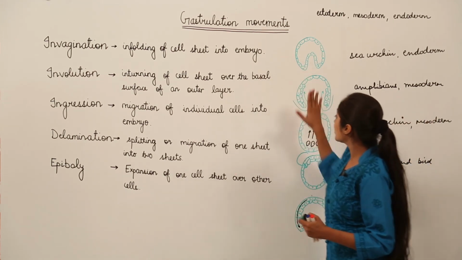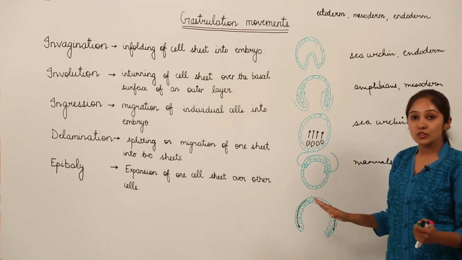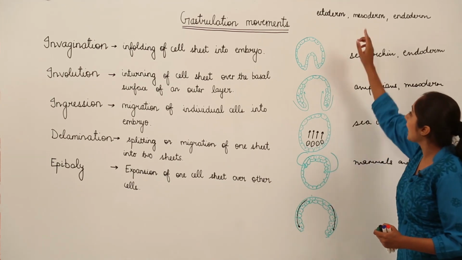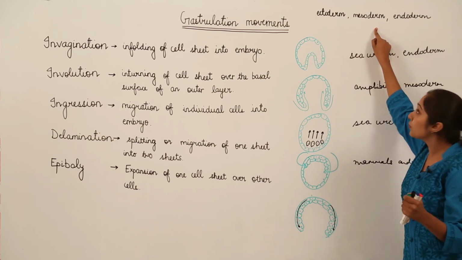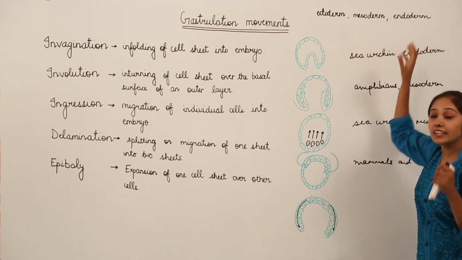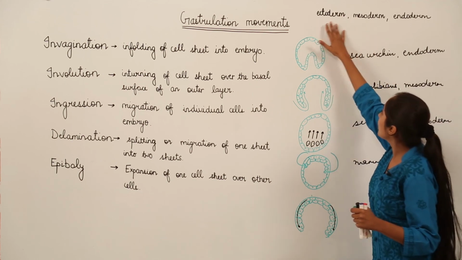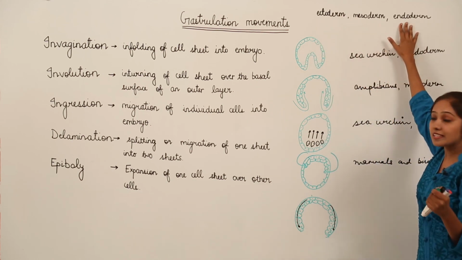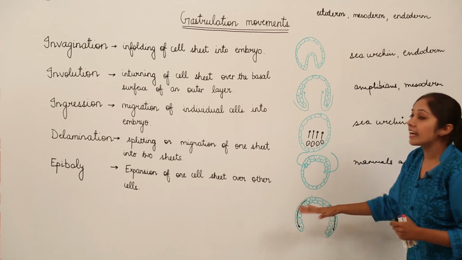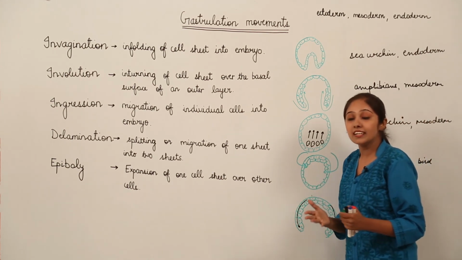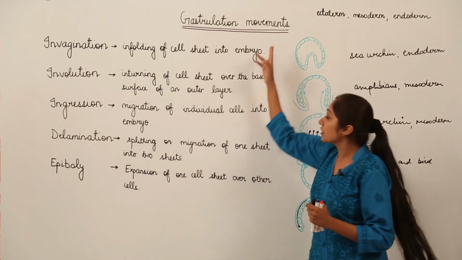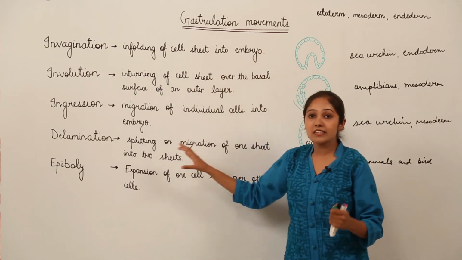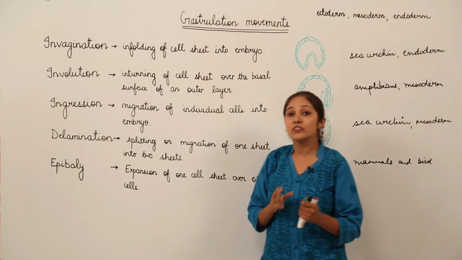So this is going to set the stage for the formation of 3 germ layers, that is ectoderm, the outer one, mesoderm, the interstitial or the middle one, and endoderm, that is the inner one. So ectoderm is the outer one, mesoderm is the middle one, and endoderm is the inner one. So these movements are going to set the stage of a multi-layered structure of an organism. So this is a very important process, and these type of movements are responsible for the formation of these 3 germ layers.